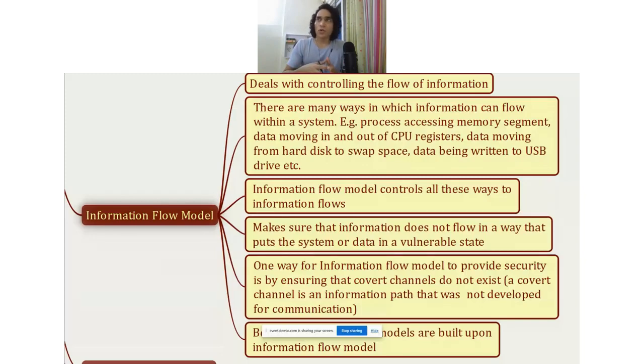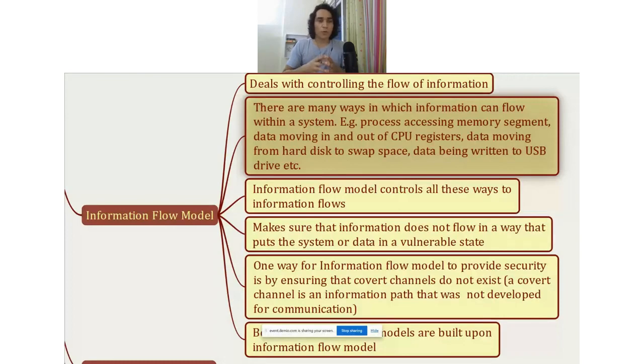Similarly, if you copy some data onto a USB drive, or write some data onto your system from the USB drive, that is also a flow of information. So there are many ways in which information can flow within a system. For example, a process accessing a memory segment, data moving in and out of CPU registers, data moving from hard disk to swap space, data being written to a USB drive, etc. These are all ways in which information can flow.